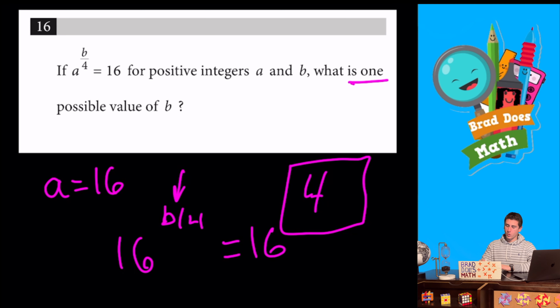When they say what is one possible value of B, that means there are probably going to be multiple values that work. I think they accept like 5 answers here. I think 1 works. I think 16 works. There are a bunch here that work.